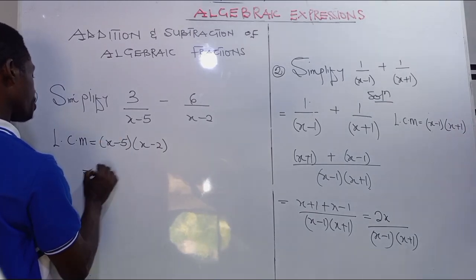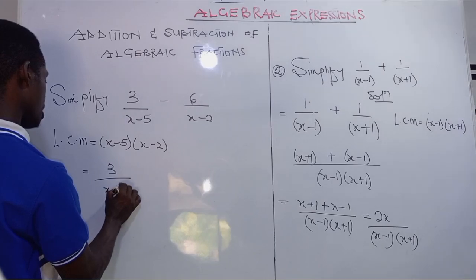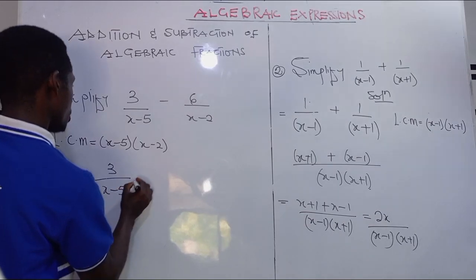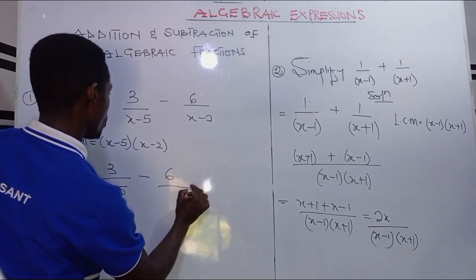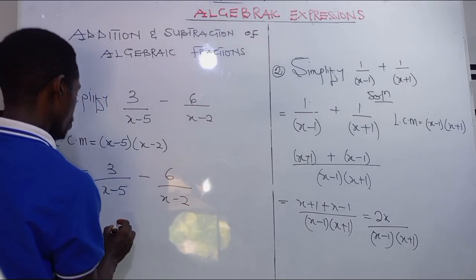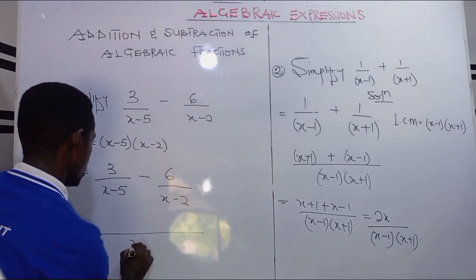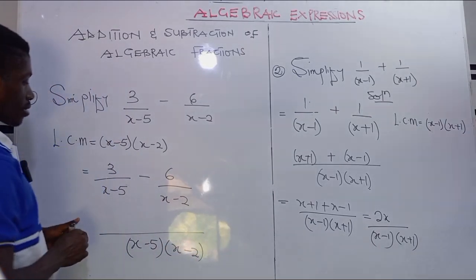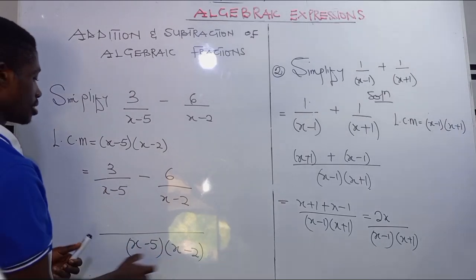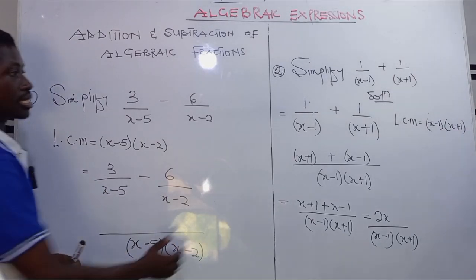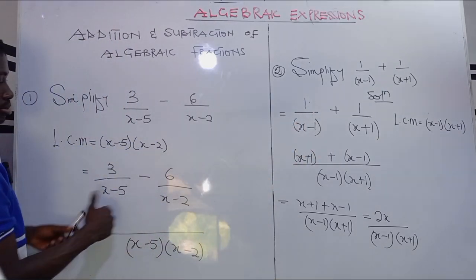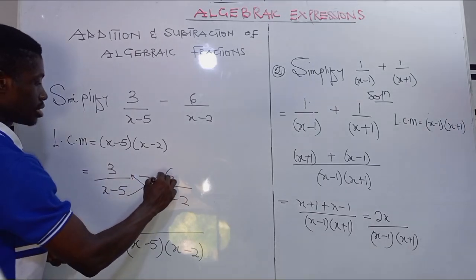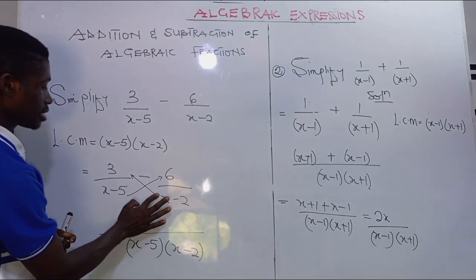So we are going to get 3 over x minus 5 minus what? 6 all over x minus 2. So we know that the LCM is x minus 5, x minus 2. Then we express this fraction in terms of the LCM. After finding the LCM, as I said earlier on, we can cross multiply, use this to multiply, and then use this one also to multiply. It's the same thing.